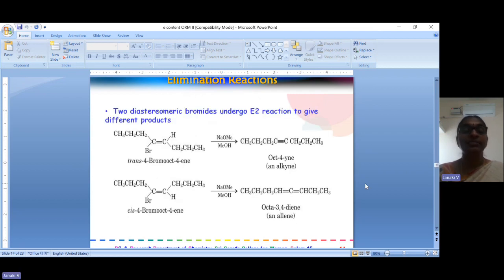So let us see the next example, where two diastereomeric bromides undergo E2 reactions to give two different products. Here, the two cis and trans bromooctanes are treated with sodium methoxide in the presence of methanol. Because of anti-stereospecificity, it gives rise to two different products, that is, an alkyne and an allene is formed as the major product.